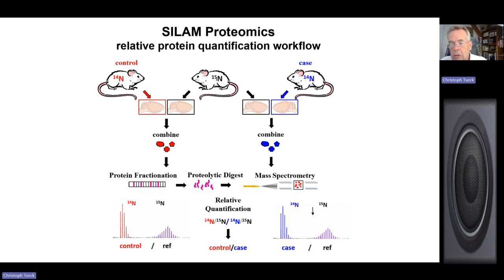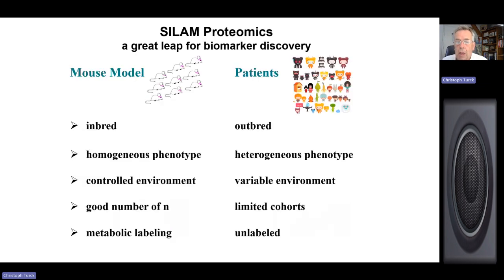And what you have to do for relative quantification, you have to form the ratio of ratios. So you form the ratio here for the control and the ratio for the case. And then the ratio of ratios gives you the relative amount of this particular peptide and protein between control and case situation. So this worked out really well. We've used this extensively for many mouse models.